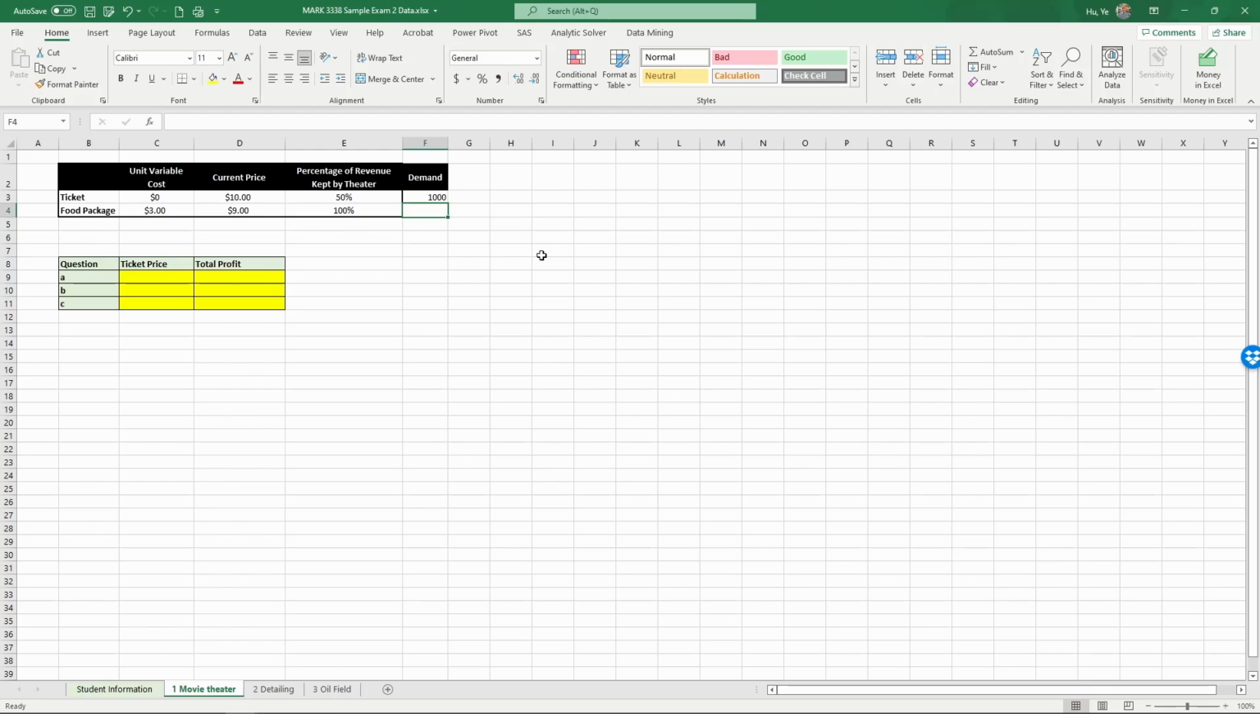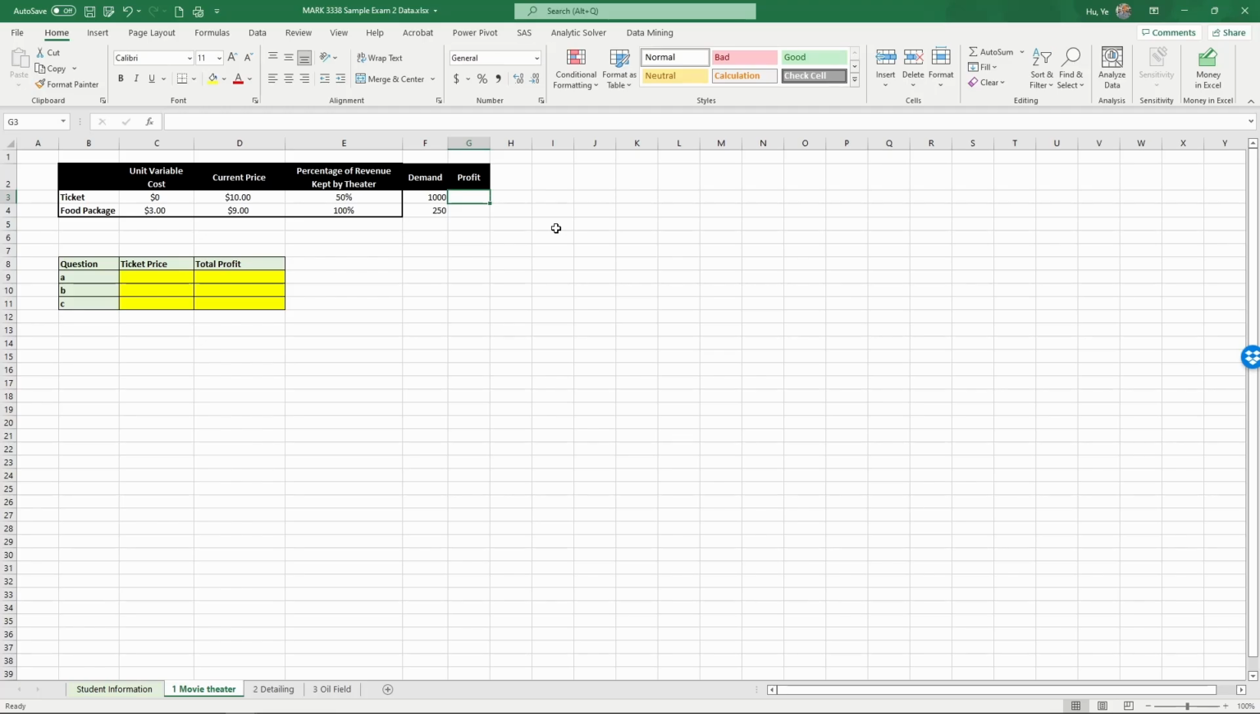And the demand for the food package, as described in the question, is that 25% of the patrons who buy the movie tickets would also buy the food package. So that's equal to the demand for the tickets times 25%, so 0.25, and enter. So that's the demand level for tickets and food packages. Now let's calculate the profit.